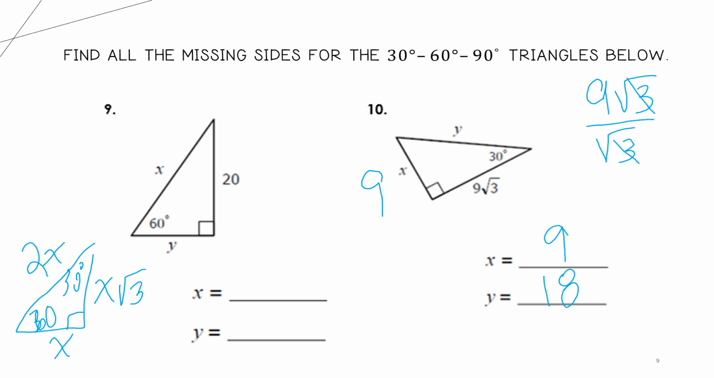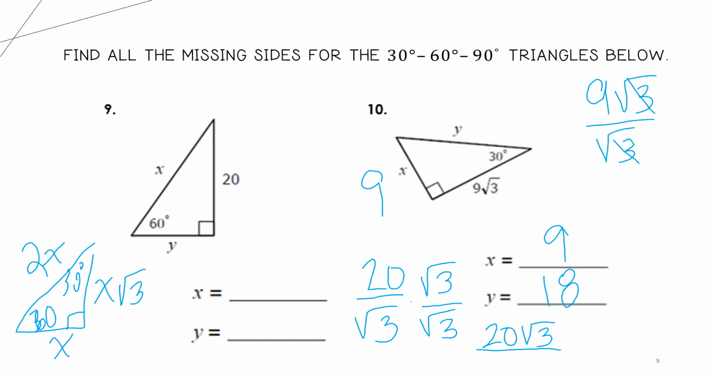On number 9, our long leg is 20. So when we divide by root 3, this is not going to work out nice and pretty. So you either use your calculator or you rationalize the denominator by hand. So I'm going to do it by hand. I'm going to multiply both numerator and denominator by root 3. In the top, that gives us 20 root 3. In the bottom, it gives you root 9, but root 9 is just 3. So our short side is 20 root 3 over 3.